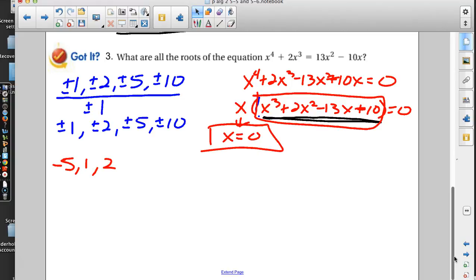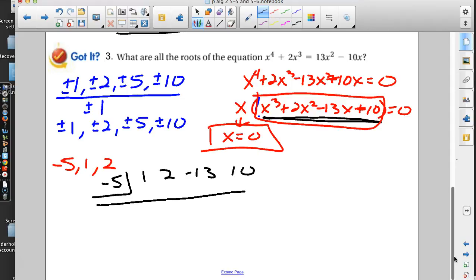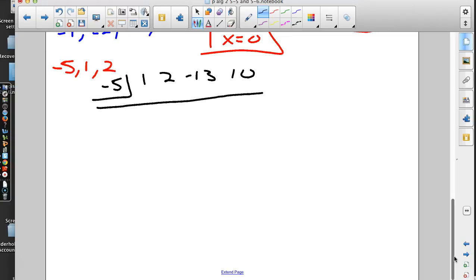So let's start with the -5. I guess I just usually always start with the negative ones and get them out of the way. So now we're going to use, because we already took the 0 out, 1, 2, -13, and 10. And one of the things that I'm checking for is, is there anything missing? But once we factor out that piece, there isn't anything missing. Everything's good. Now do your synthetic. Make sure you get a remainder of 0. And down your leading coefficient, outside the box, multiply, inside the box, add.